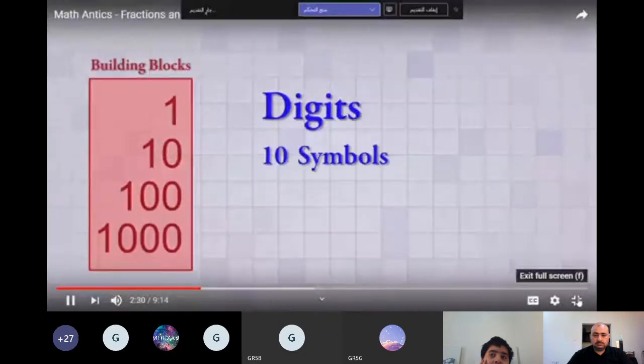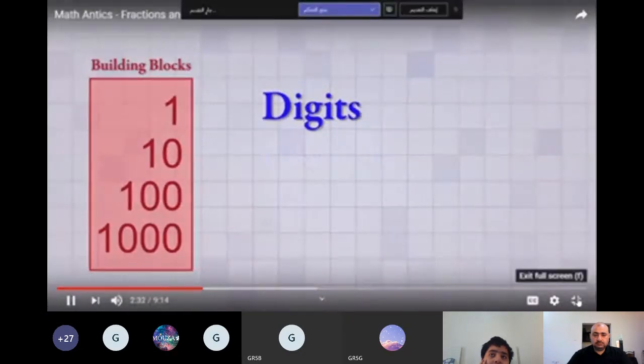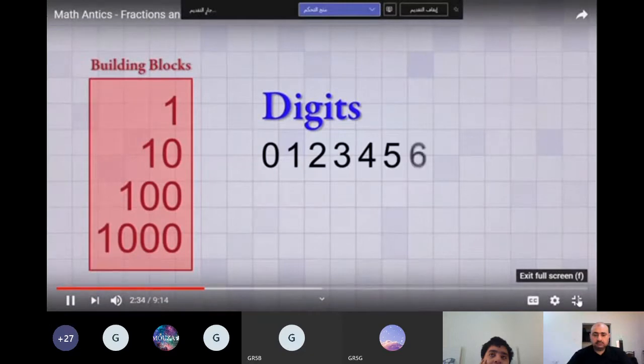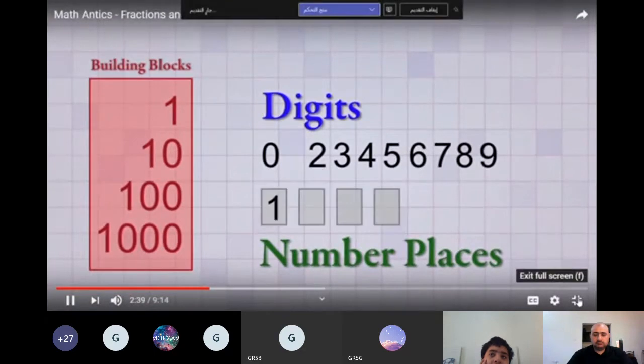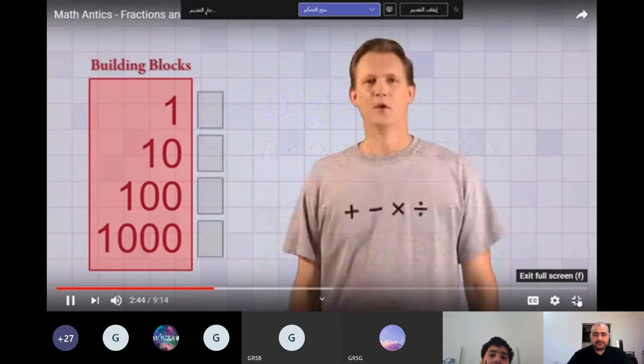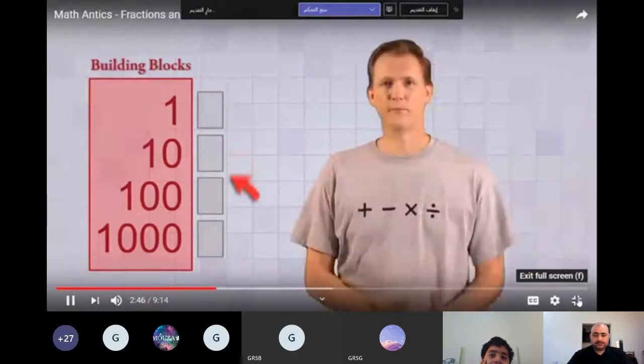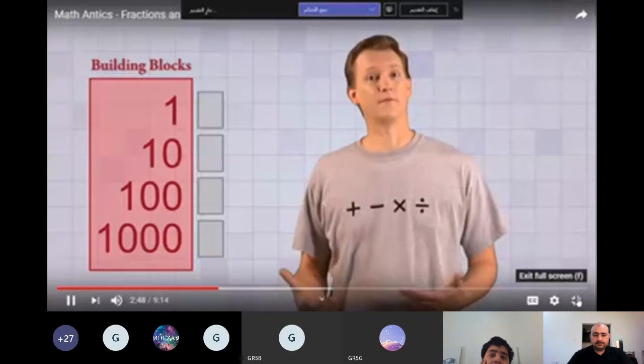Digits are just the 10 different symbols we use for counting. You know, 0, 1, 2, 3, 4, 5, 6, 7, 8, and 9. Number places are like little imaginary boxes that can hold just one digit at a time, and they're used like counters, to count things. We use one number place for each of our building blocks to count how many of each of them we have.